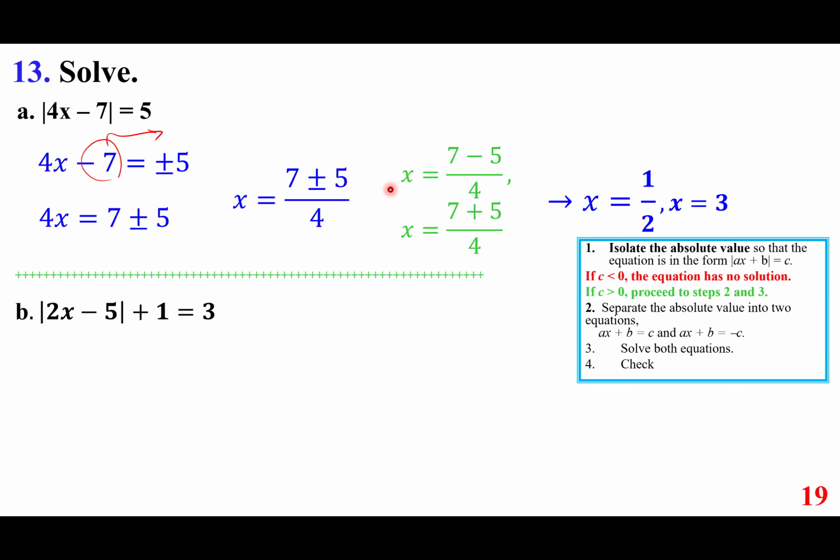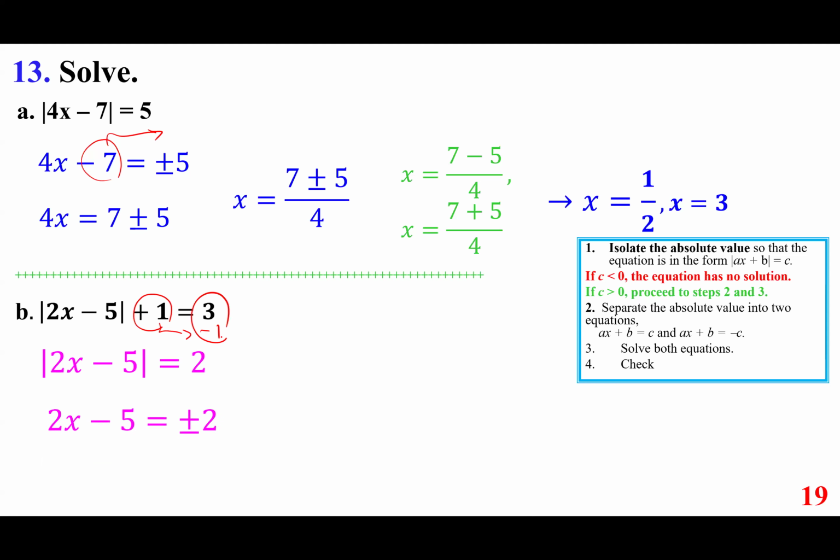So what happens in this case? First and foremost, isolate. This is not isolated. So don't touch the absolute value. Move the plus 1. Subtract it from 3. Now that it's isolated and it's positive, you make up two equations.